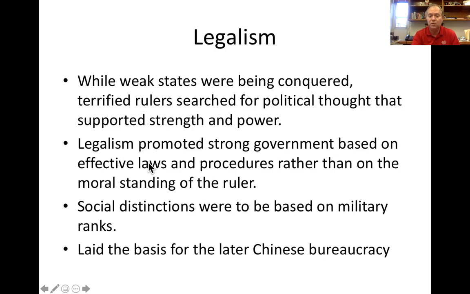Good, effective laws that work. And what makes them effective? They work, they restore order. And procedures that people have to follow create order in society. It's not because they're moral, it's because they are effective and create order. That's what the Legalists think.